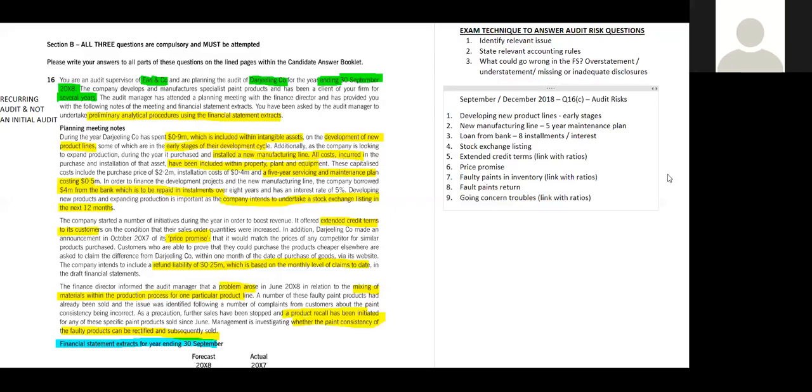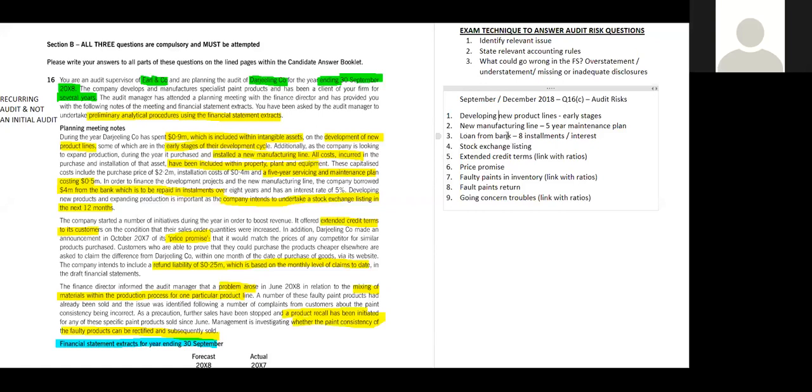So if you look at the screen, you would see I've just copy pasted the relevant issues from the scenario on my answer script. This is my answer script basically. So what I did, I just copy pasted the relevant issue. For example, we talked about new product lines in the early development stages. I've just mentioned that there was a new manufacturing line with a 5-year maintenance plan. I've just copy pasted that.